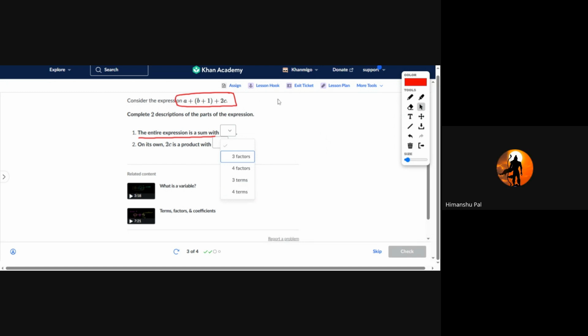Factors क्या होते हैं? Factors होते हैं when you multiply. Sir, 3 terms. 3 terms, okay? Because this is one term. अब इसमें 3 terms है या 4 terms है? Because you have 4 factors, 3 terms, 4 terms.